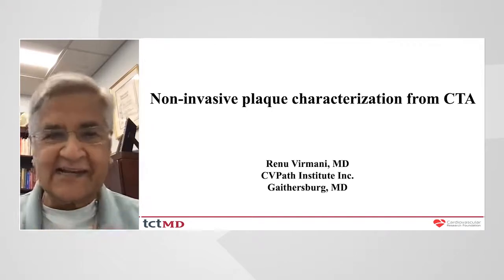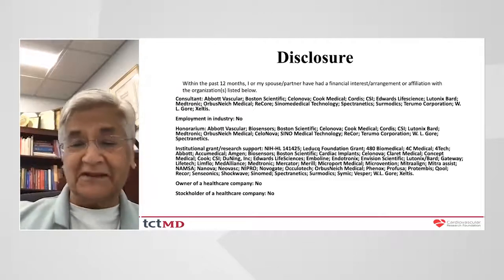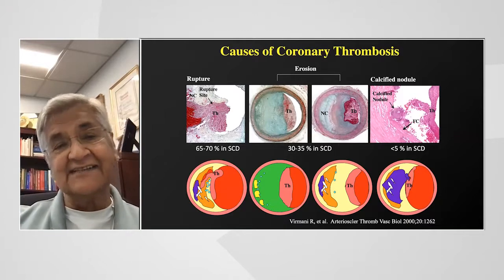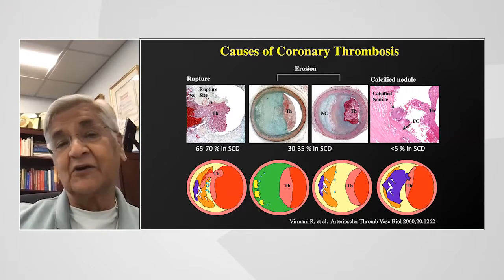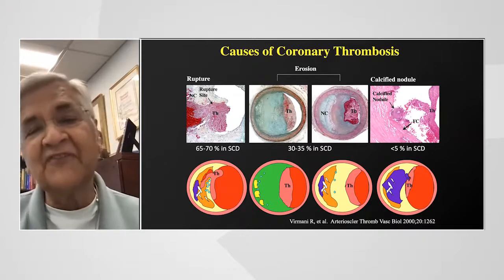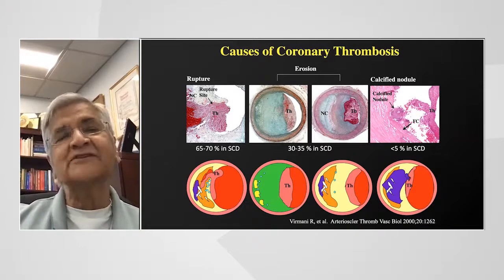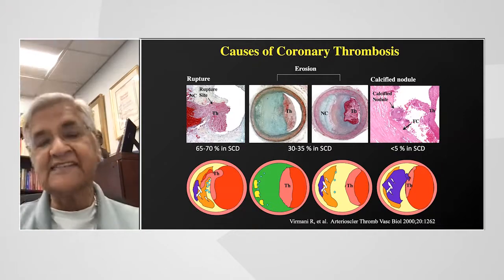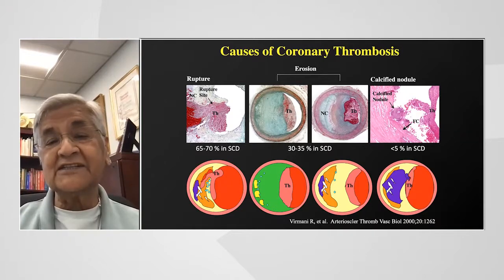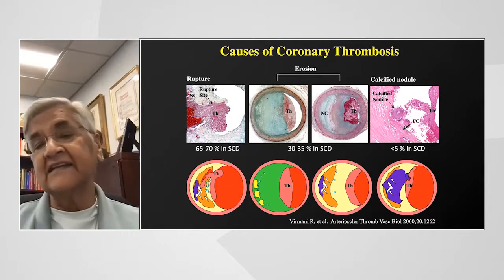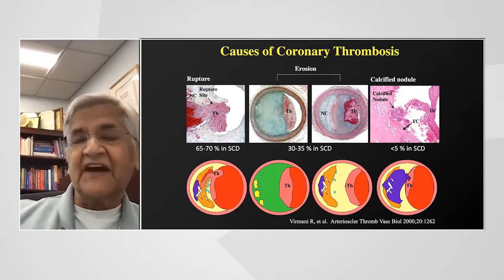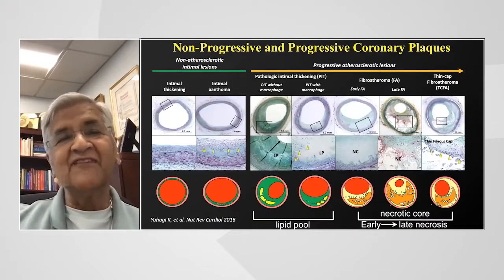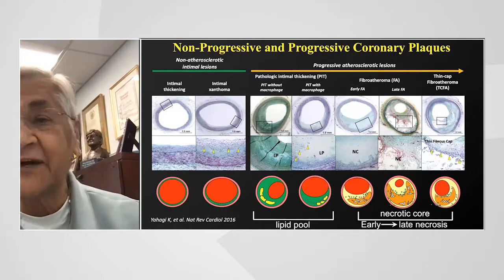But obviously, being a pathologist, I'm going to talk on pathology. So I think Greg very nicely presented this work. Basically, the causes of coronary thrombosis are varied, but by far the most common is plaque rupture, which occurs in 65 to 70% of cases of sudden coronary death, erosion about 30 to 35%, and calcified nodule is less than 5% of sudden coronary death individuals. Now, we have divided the non-progressive and progressive coronary plaques.